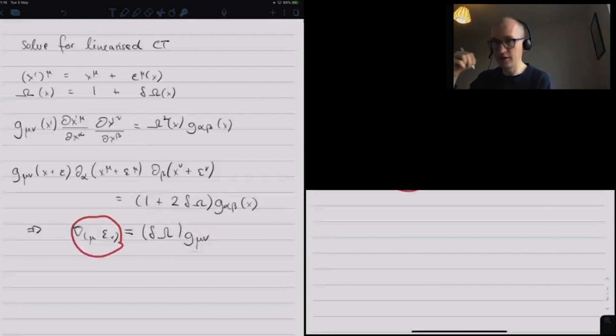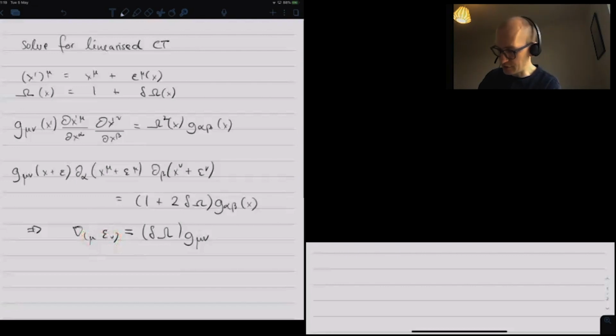So just to say it one more time, this thing here is the equation that one would call the Killing equation if there were 0 on the right-hand side, and this would determine all isometries of the metric. So all vectors whose symmetrized derivative is equal to 0 are the Killing vectors, and all vectors whose symmetrized derivative is equal to this delta omega times g are the conformal Killing vectors.